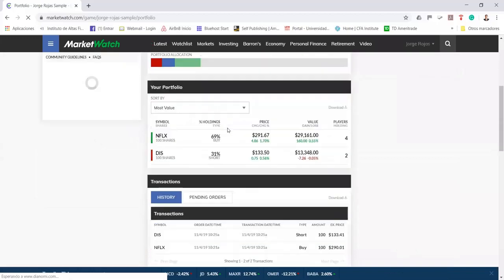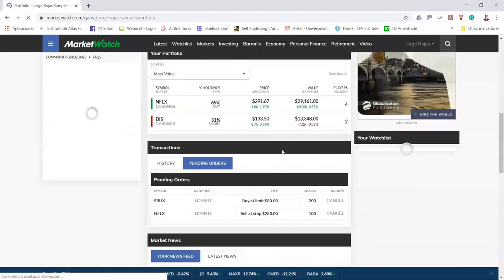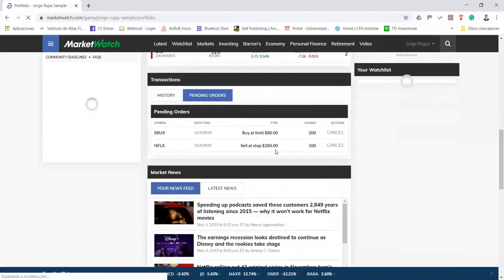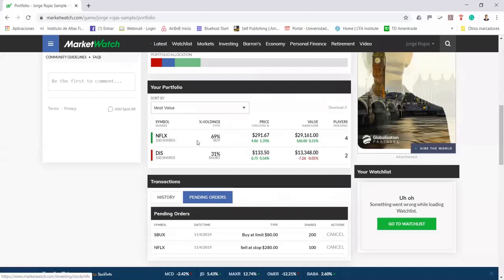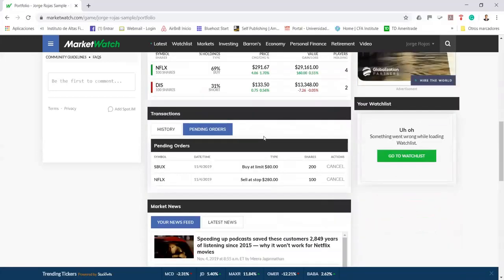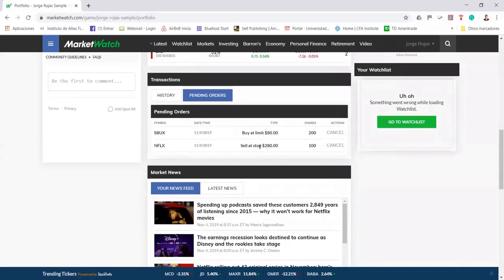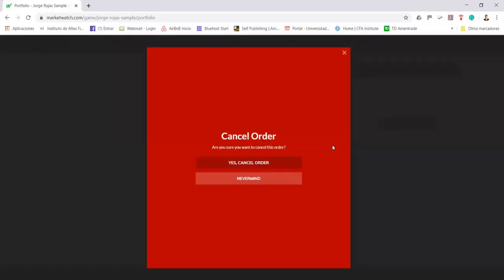So now if I go to my pending orders, right there I have it. So this means that I still have my Netflix shares right there. I have 100 of them. If the price goes up, great, I'm going to be earning a capital gain. But if the price happens to drop below 280, the simulator, the platform, is going to sell them for me. So I have the assurance that this protection, this stop order, is going to be executed if this condition is met. So I'm going to go ahead and cancel this order. Yes, I do.